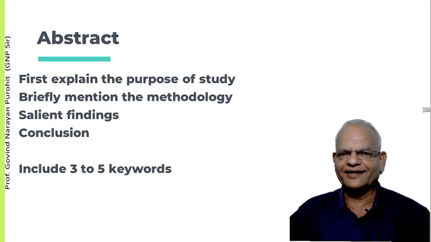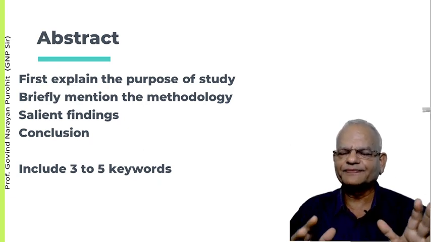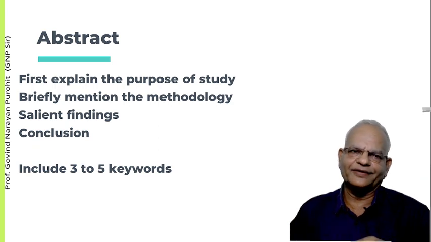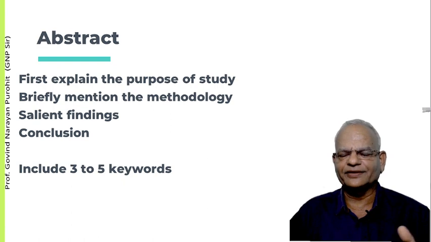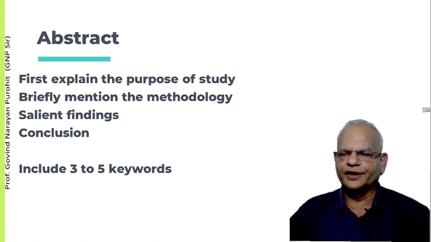Then the abstract. After the author affiliation, the first part is the abstract, but I have mentioned it at the end, because once you write a manuscript, then you can write an abstract. Otherwise, you may write the abstract first, and then present something else in your materials and methods and results. So first explain the objective of the study, briefly mention the methodology, your salient findings, and a brief conclusion.